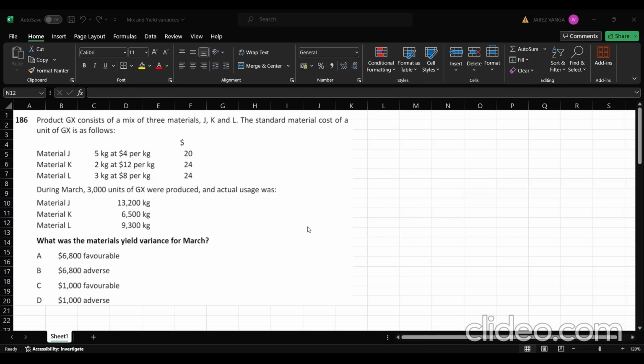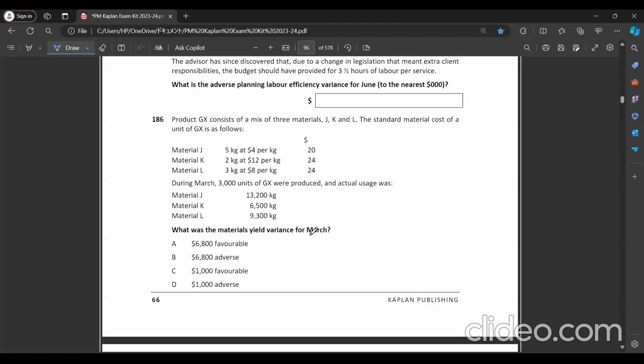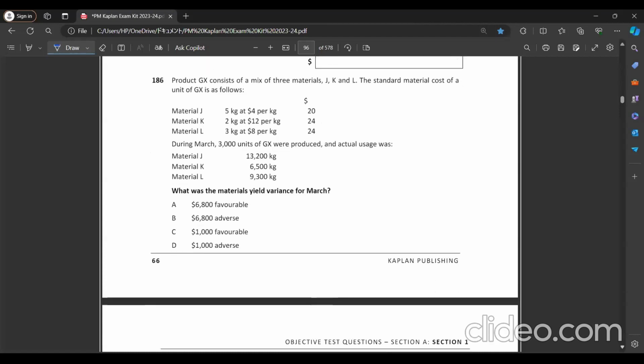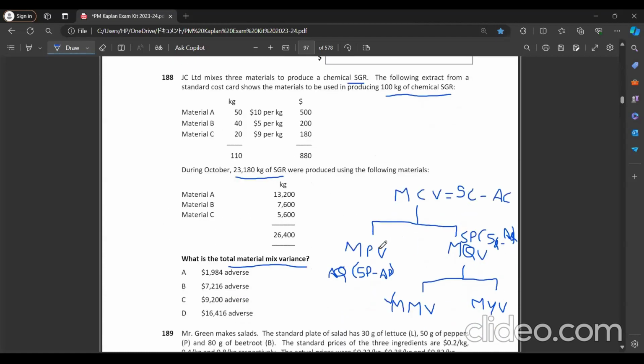So now let's continue with the yield variances. This is question number 186. We did look into the classification of material variances. Material cost variance is divided into price variance and quantity variance. Quantity variance is divided into mix variance and yield variance.